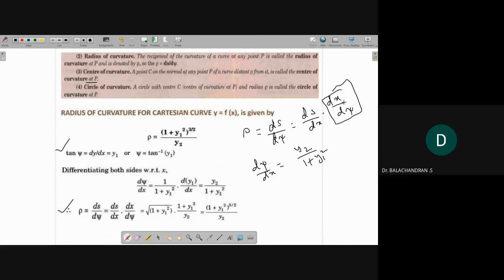So the reciprocal of this is dx by dpsi. So I need to find ds by dx. To get ds by dx, I think it is equivalent to root of 1 plus y1 square. Here what is y1? y1 is tan psi. So 1 plus y1 square is 1 plus tan square psi.